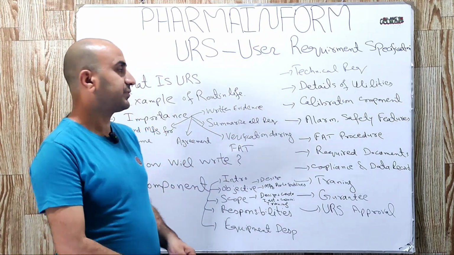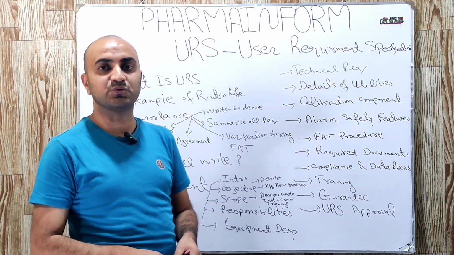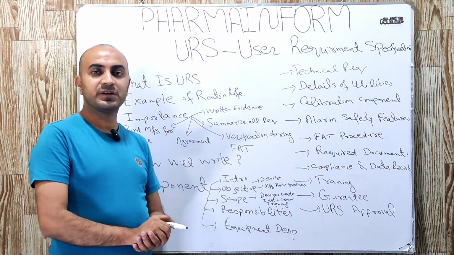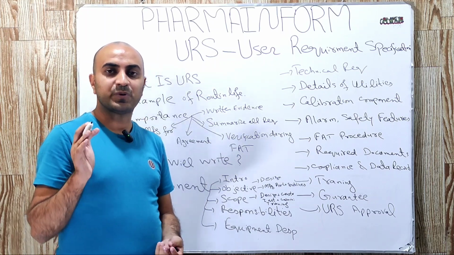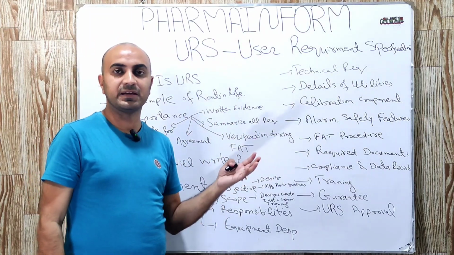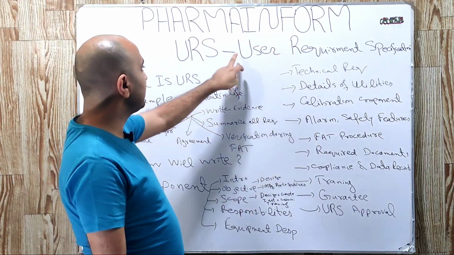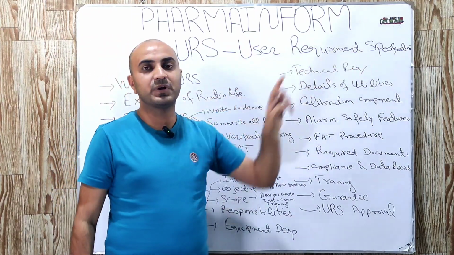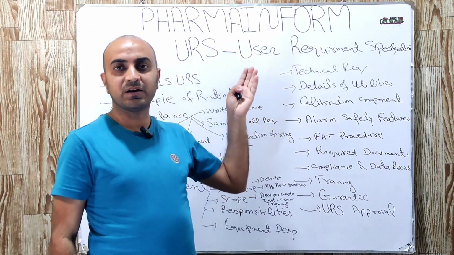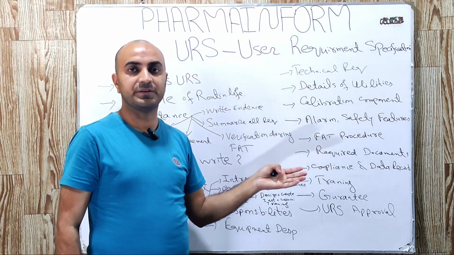What is URS? URS is basically user requirement specifications. URS is a very important written document which is prepared in pharmaceutical industries for purchasing any equipment, device or instrument. As the name indicates, URS includes all the specifications which are required by the client.